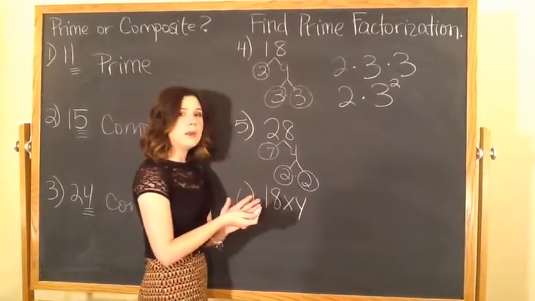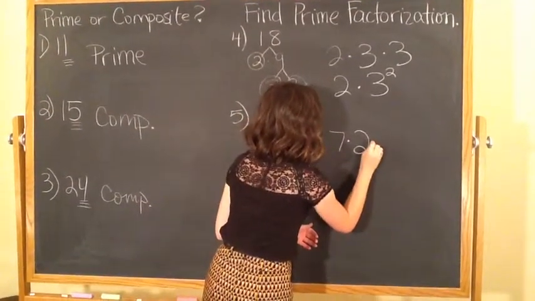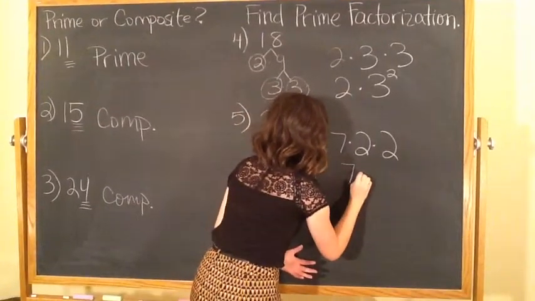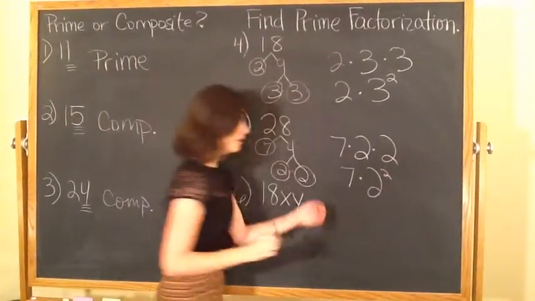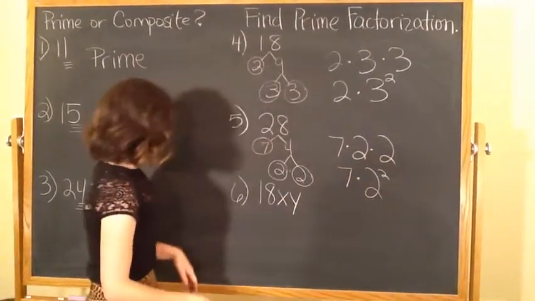So now it's time to write my prime factorization. It's 7 times 2 times 2, or you can write it as 7 times 2 squared, raised to the second power because we're multiplying it 2 times.